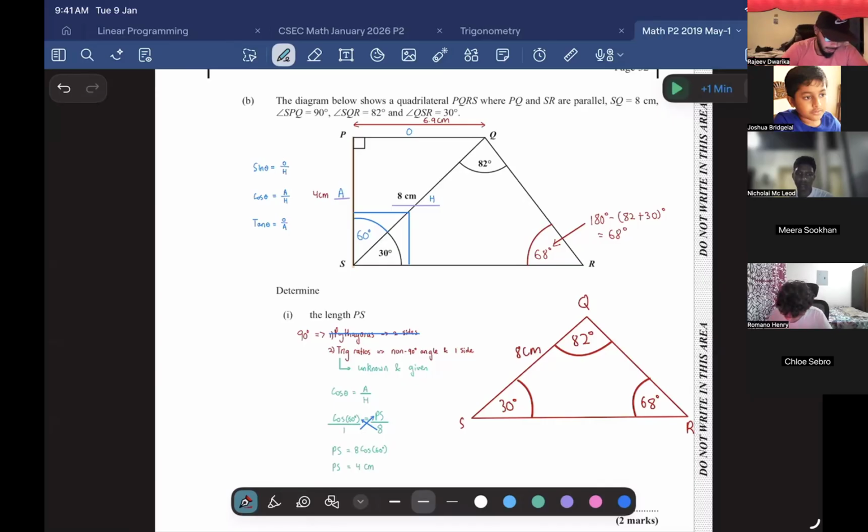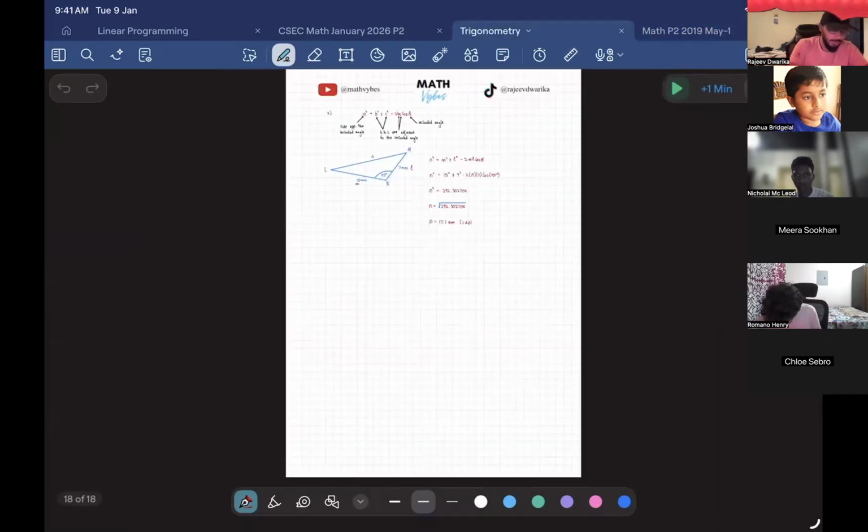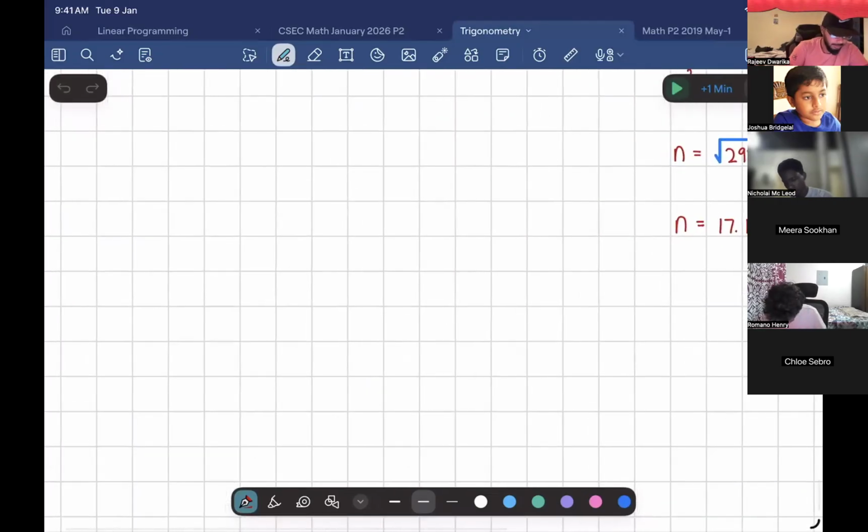Right? So you would have to use the sine rule. Let's move on to the sine rule and we'll come back to this question, right, guys? But that's a nice question.